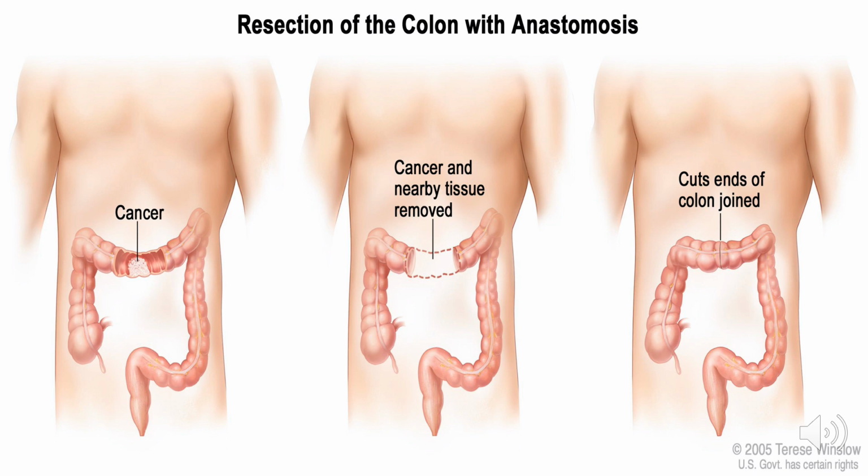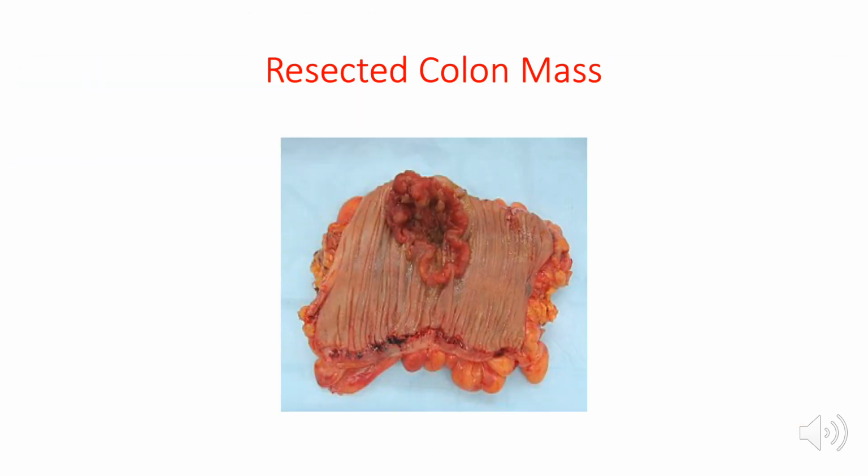So what the surgeon will do, before the surgeon will anastomose the remaining portions of the transverse colon, is send the mass, or the cancer tissue, to the laboratory. The patient will undergo surgery, the surgeon will remove the portion of the transverse colon with the mass, and this resected portion of the transverse colon will be sent to the laboratory.